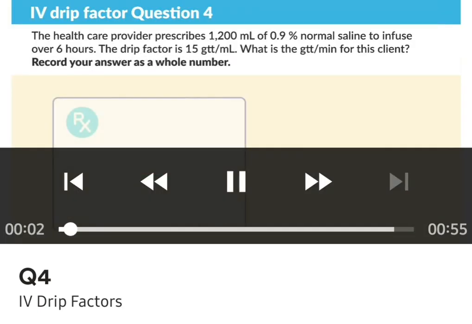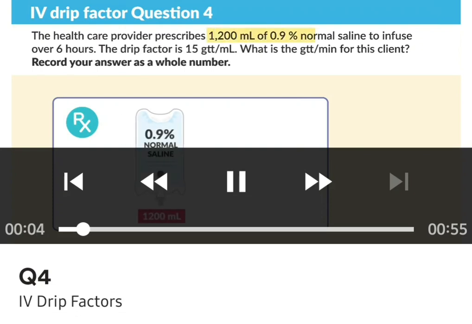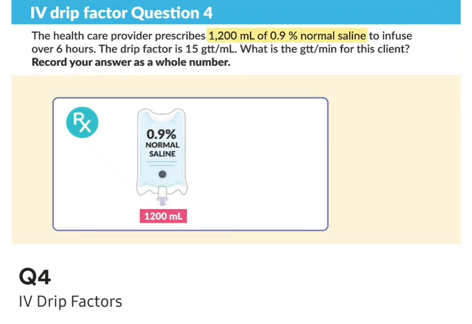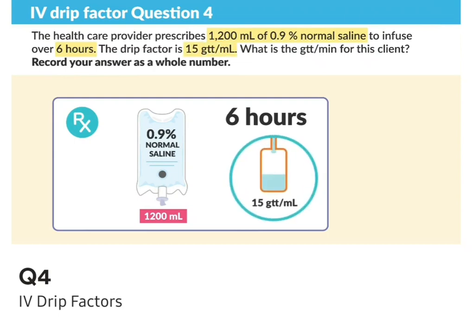Question number 4, the healthcare provider prescribes 1,200 mLs of normal saline to infuse over 6 hours. Okay, so that is a big key term. 6 hours is not 60 minutes, right? What is the drips per minute for the client?